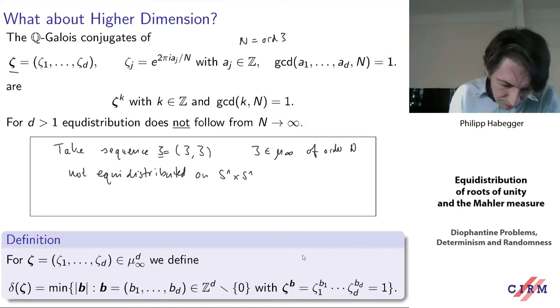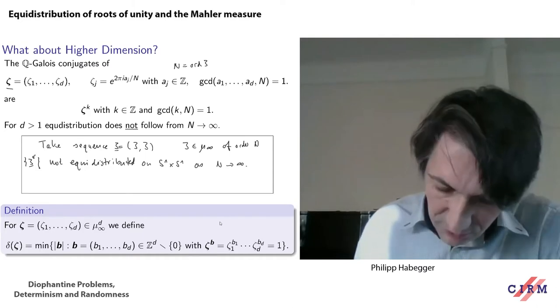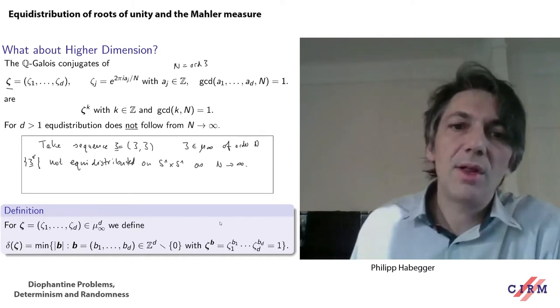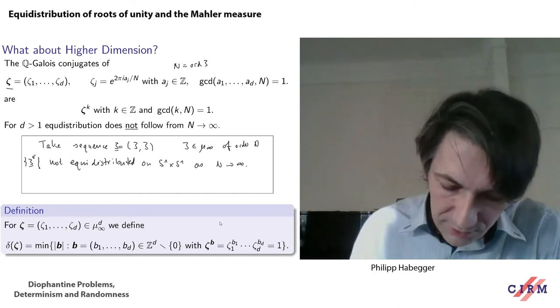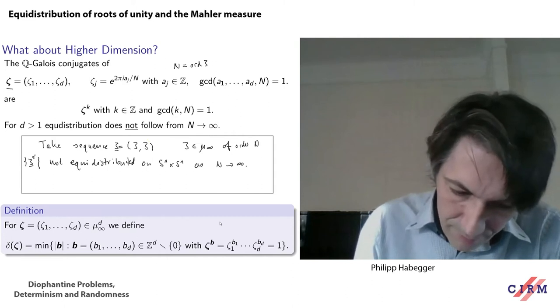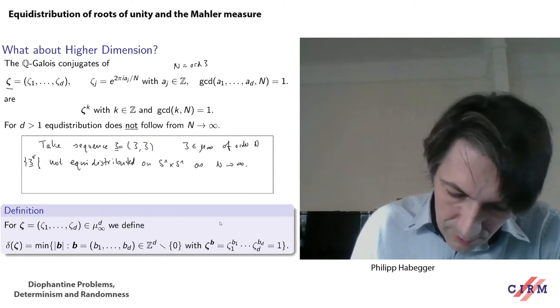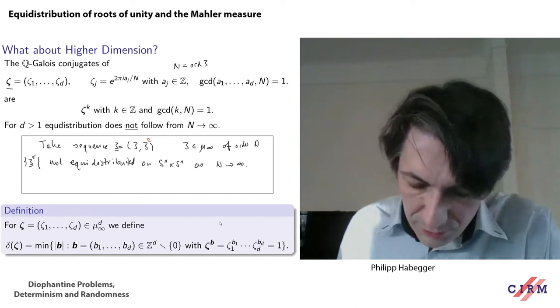So the Galois orbit is not equidistributed on the torus as the order goes to infinity, because both entries are the same. So that's something that can happen in higher dimension. You can also have something different, like you have a square here. You can have some power here, and the same non-equidistribution holds.